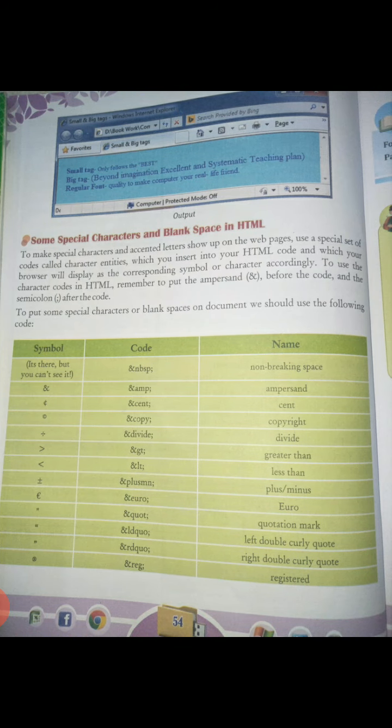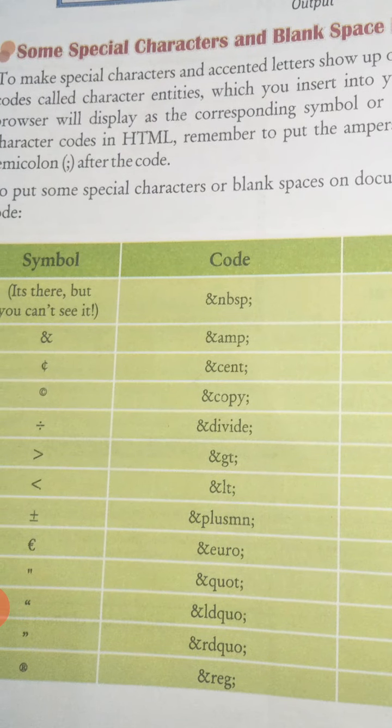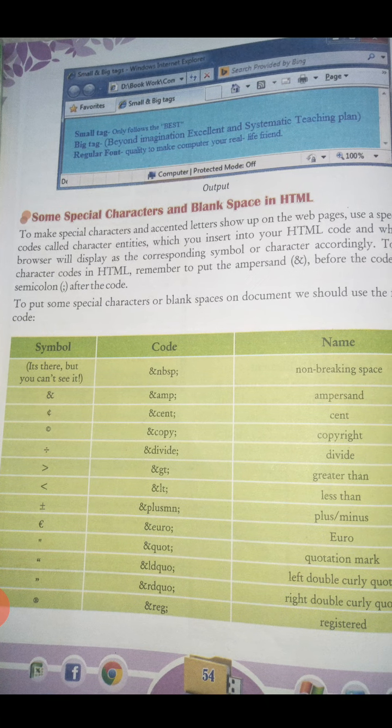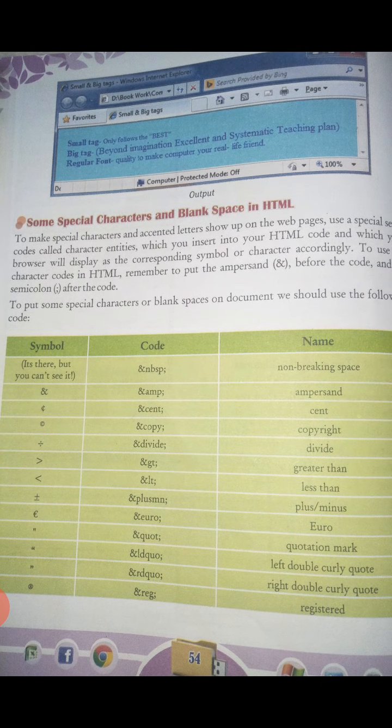Then we have seen special characters and blank space in HTML. How to create some special characters. Normally while writing the code, if you use any special character, it will not be displayed on your screen. For displaying those special characters, you have to put in a code, and this table shown here tells you what codes you need to write to specify these symbols. Ampersand NBSP for giving the space, ampersand AMP for ampersand, and so on. So this is the table we can use to write the code for specific symbols.